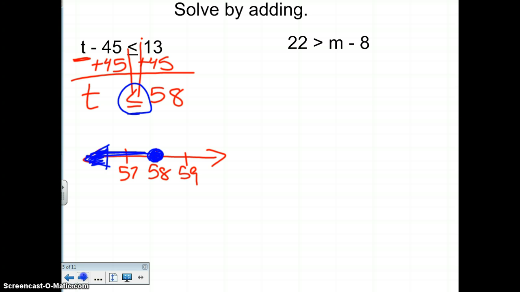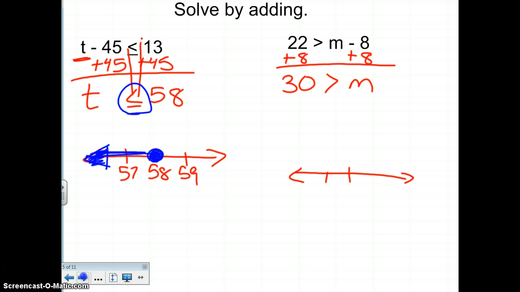In the next one, m minus 8, again, we need to isolate m, so we can go ahead and add 8 to both sides of the inequality. We end up with 30 is greater than m. If I have this, I know I have 29, 30, and 31. There's an open circle at 30. So if 30 is greater than m, we can also write this reversed, or read it backwards: m is less than 30. In this case, our arrow goes to the left again.